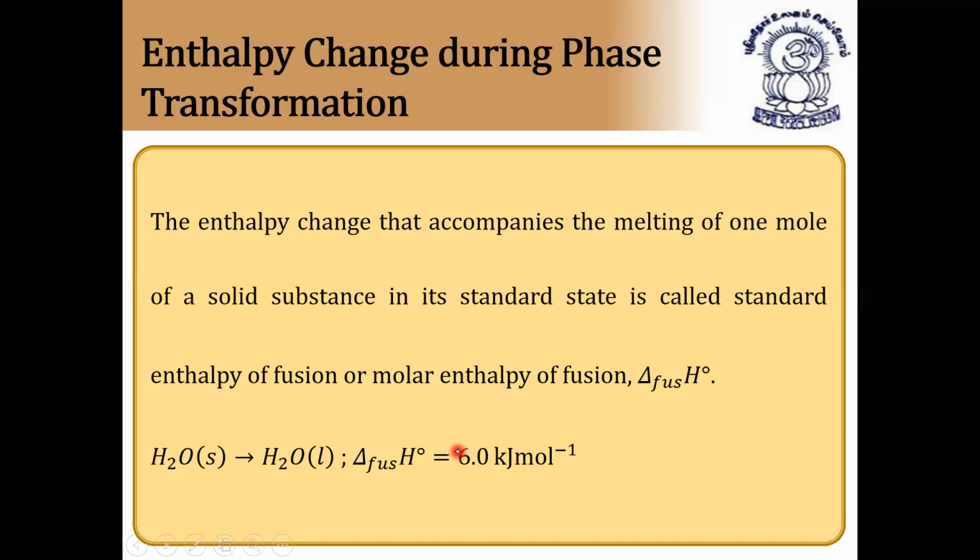So it means we require 6 kilojoules per mole to convert 1 mole of ice into 1 mole of water at 298 kelvins and 1 atmospheric pressure.